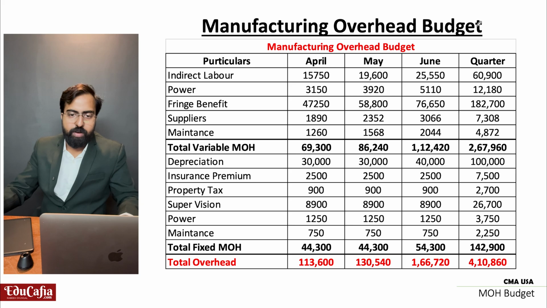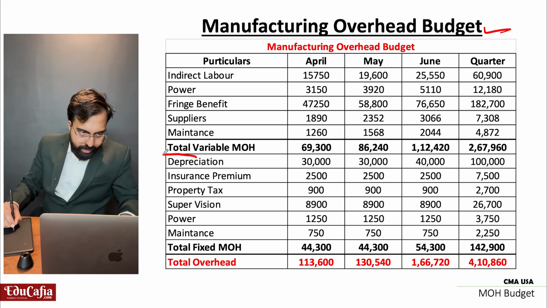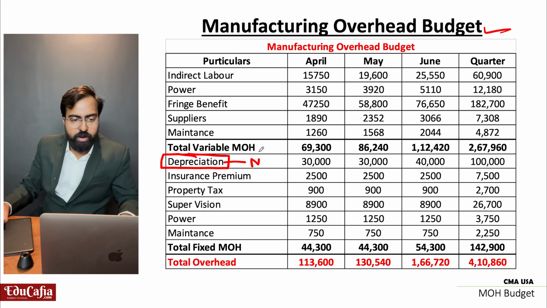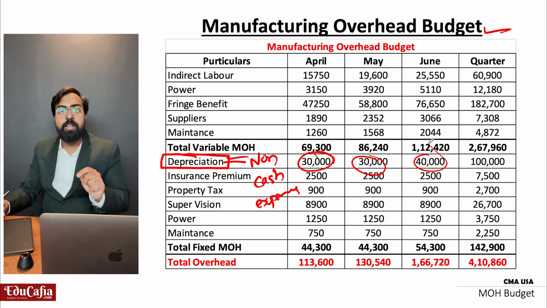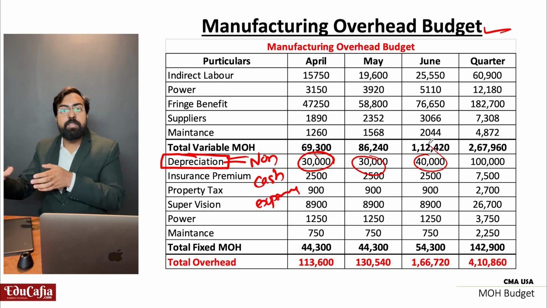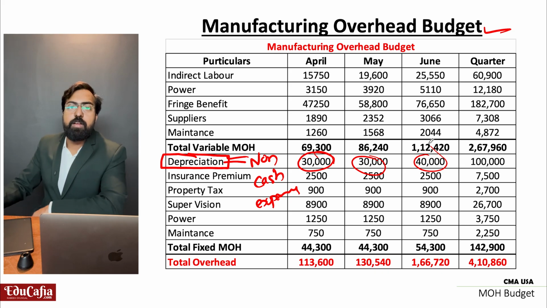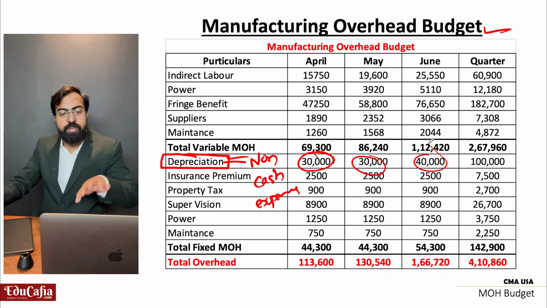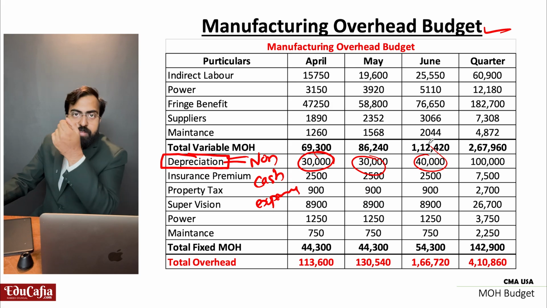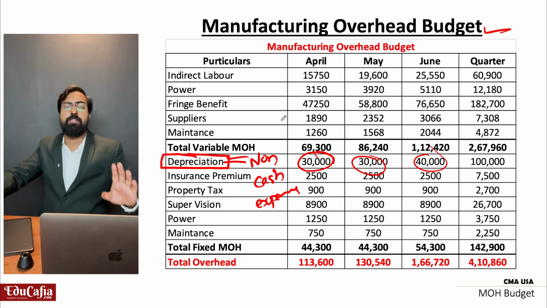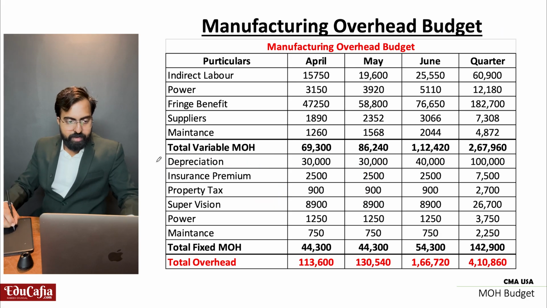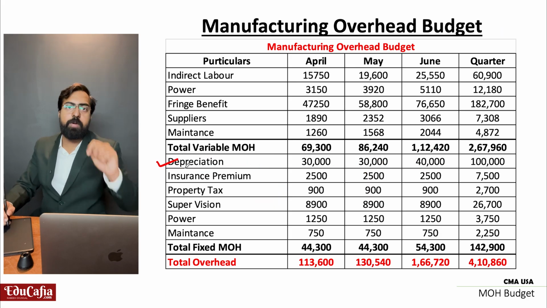In the manufacturing overhead budget, you can see one item, depreciation. This is the only one that is a non-cash expense. Is there any cash expense happening in depreciation? No. This is an entry we are passing in the income statement through the balance sheet. Is there any cash expense happening? No, there is no cash expense. So note it here, depreciation. We are going to discuss this in the cash flow budget.